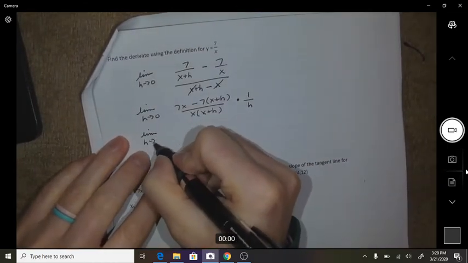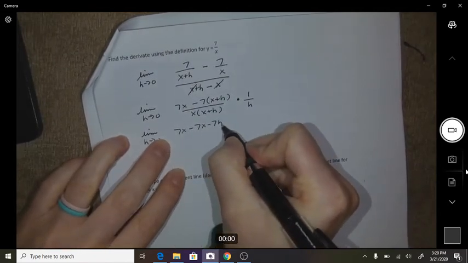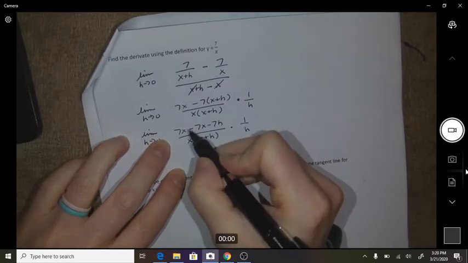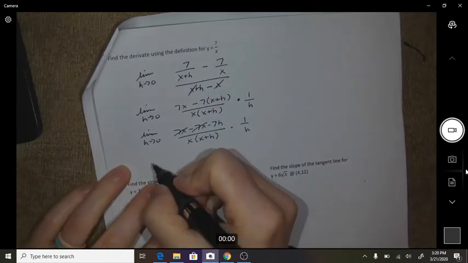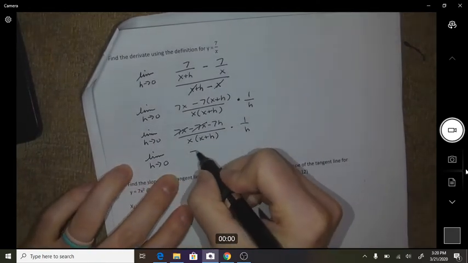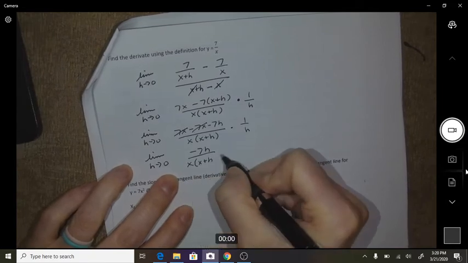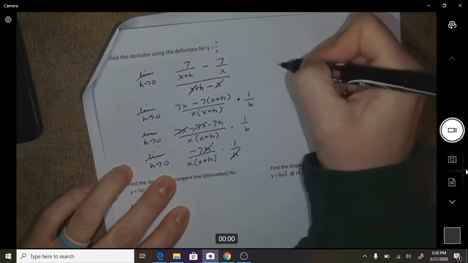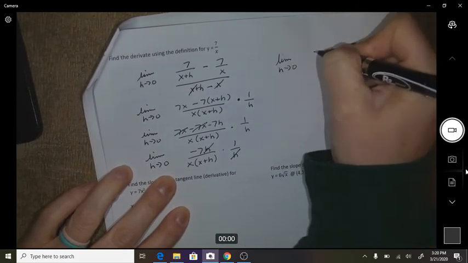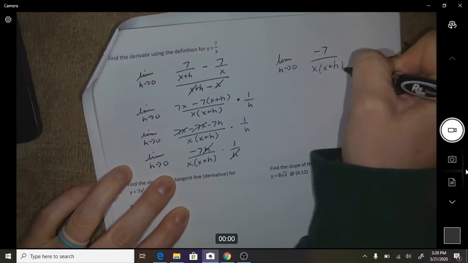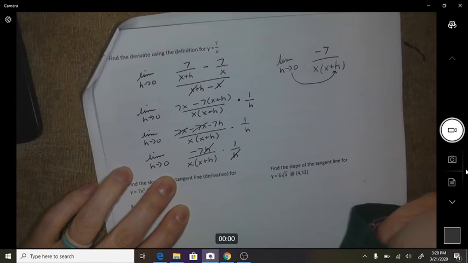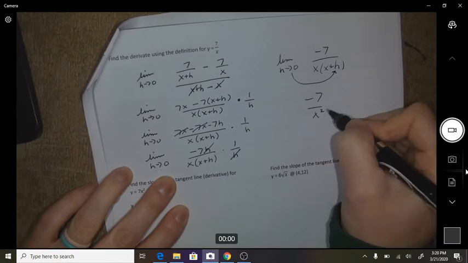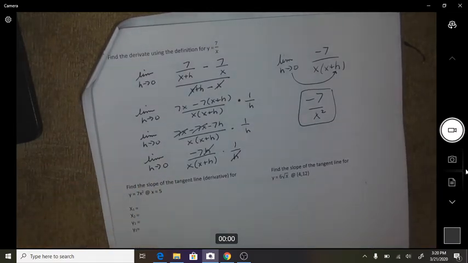Okay, I'm going to distribute some stuff here. I'm going to not touch the bottom. That will cancel. The h's will now cancel. Okay, I'm ready to plug the 0 in. So the bottom would become x squared if that was a 0. So there's my final answer.